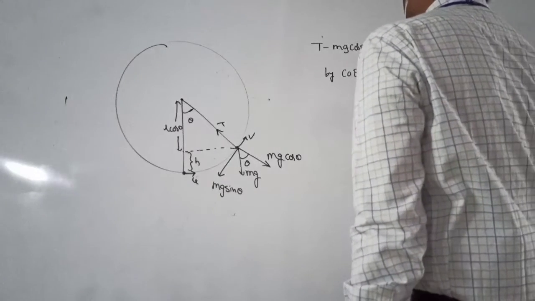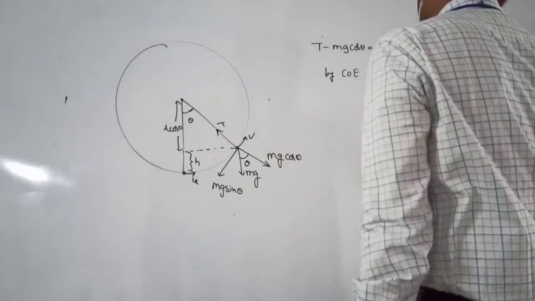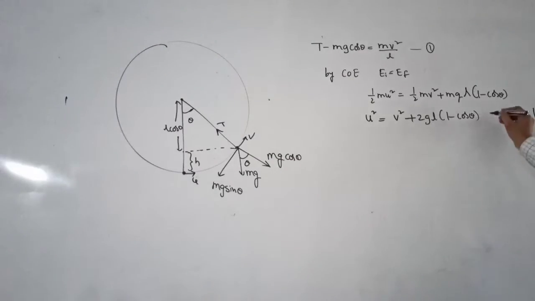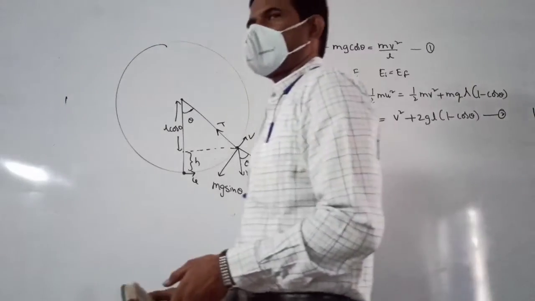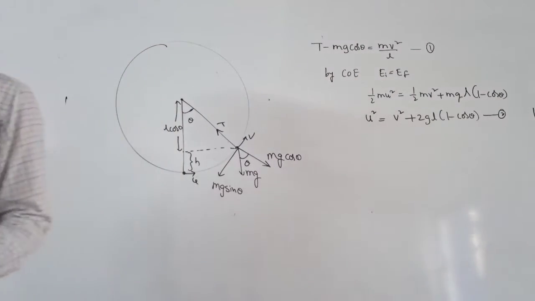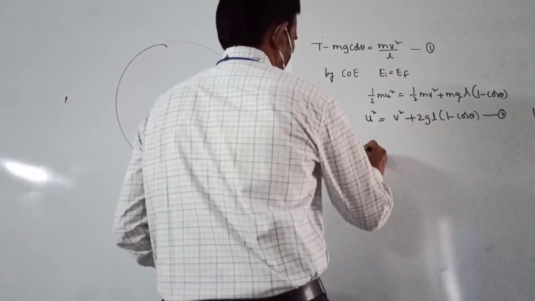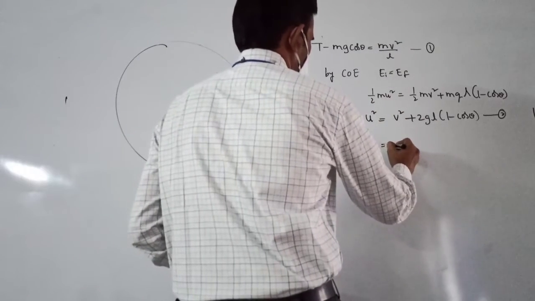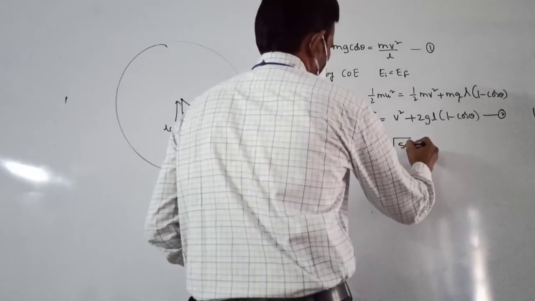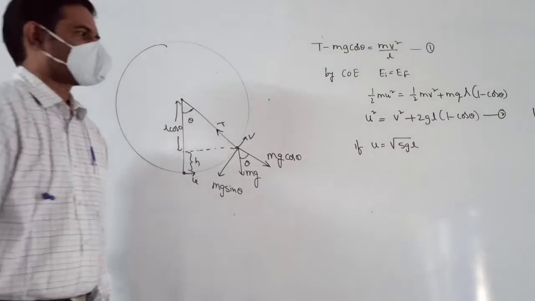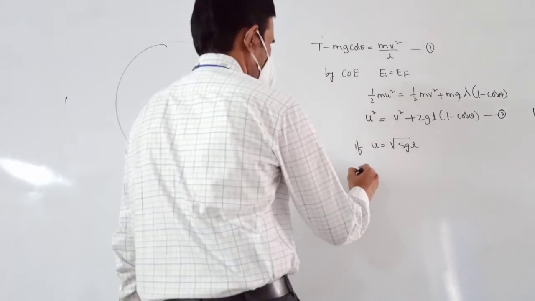This is our equation 2. Now for example, if the body is completing the vertical circle with the least velocity, the critical velocity, suppose u is equal to root 5gL. Under that case we are considering here, if u is equal to root 5gL, then 5gL is equal to v square plus 2gL of 1 minus cos theta.